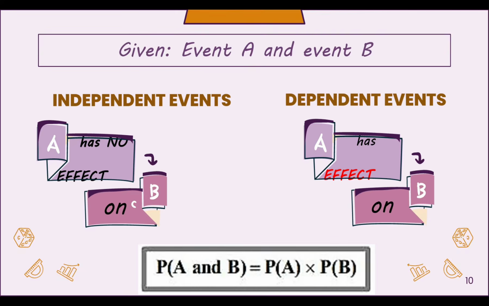But still, we make use of the same formula. The probability of A and B is equal to the probability of A multiplied by the probability of B. Considering again the word and, therefore we can also say that is the probability of A intersection B.